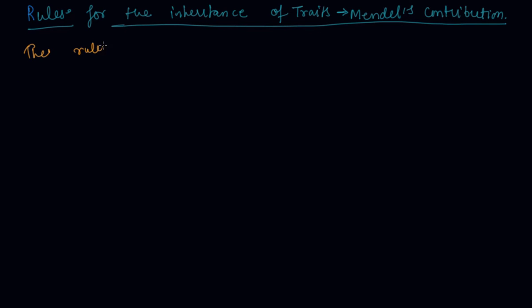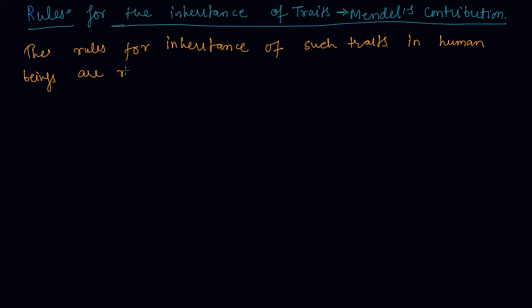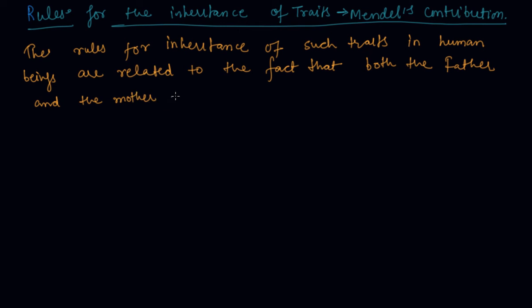So the rules for inheritance of such traits in human beings are related to the fact that both the father and the mother contribute practically equal amounts of genetic material to the child.